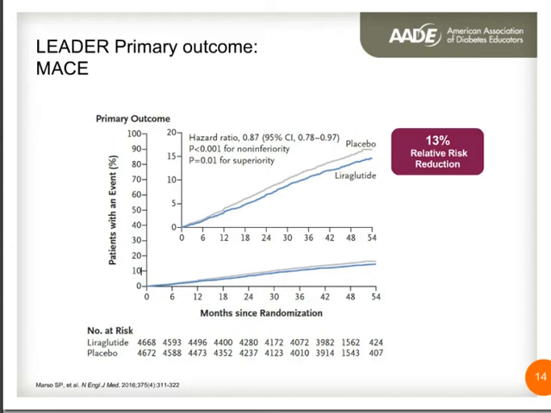You see a similar relative risk reduction, 13% below, with the confidence interval ending less than 1, and statistically significant for superiority versus placebo. Now remember the profile of the SGLT2 inhibitors. They happen very quickly, less than six months. With the GLP-1 receptor agonist, using this as an illustration for the class, you see that it doesn't open up as quickly.